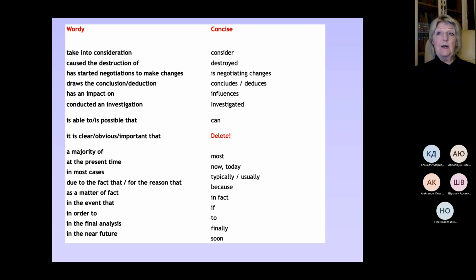Definitely not at the present time, but now or today. You see, no modernity, by the way. Avoid structures like those empty words with facts. Due to the fact that, for the reason that, simply because, simply due to. If you need to, not in order to, but simply to. They built a new bridge across the Moscow River to connect the two banks. That's all. To connect, not in order to connect, but to connect. Not in the final statement, in the final, simply finally; not in the near future, but soon.